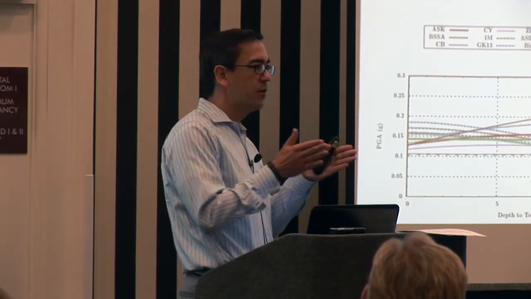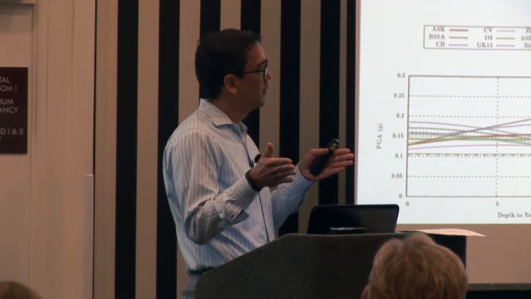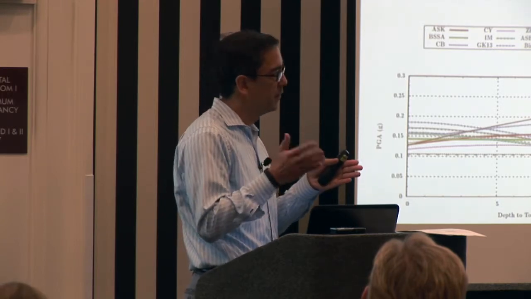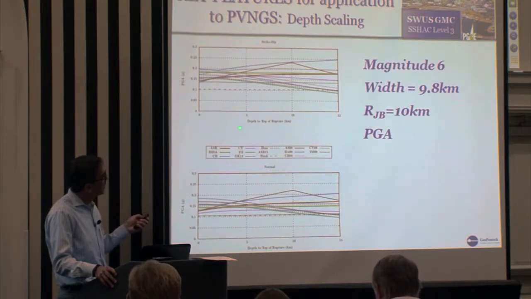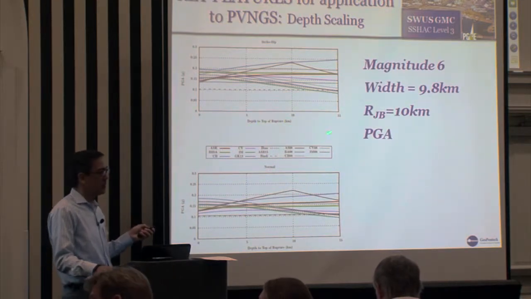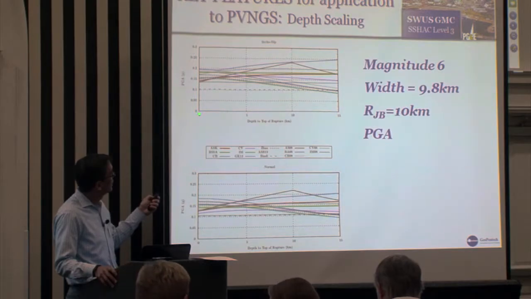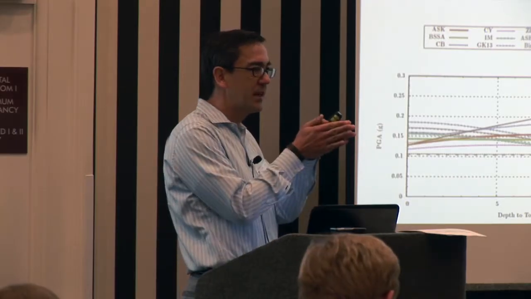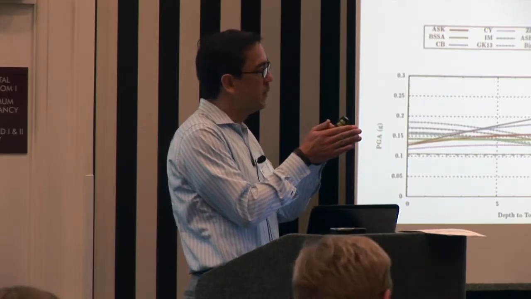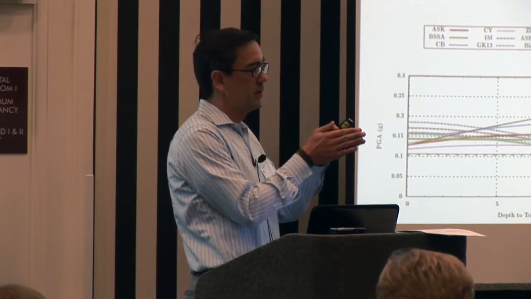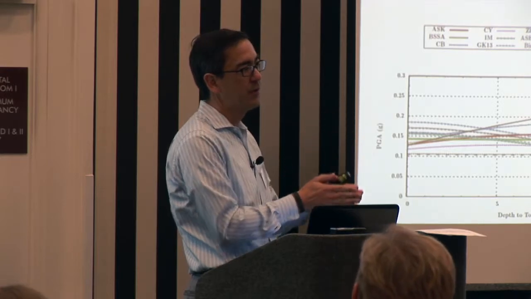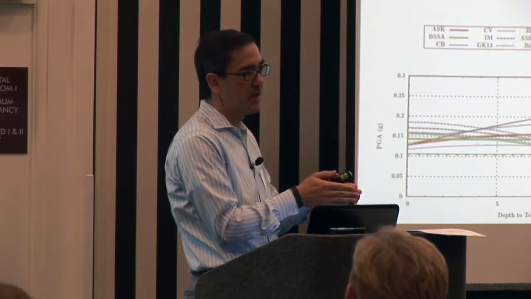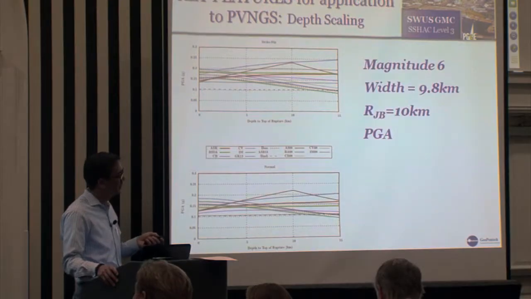And I'm looking at a horizontal distance of 10 kilometers, so a JB distance of 10 kilometers. It's a vertical fault. It's for PGA. I'm plotting this as a function of the depth to the top of rupture. Right here at the 0 axis, I've got this magnitude 6 earthquake with a width of 10 kilometers that's right at the surface. Then what I want to look at is, what happens if I push the top of the fault surface down in depth? So this is looking at the depth to the top of rupture scaling.